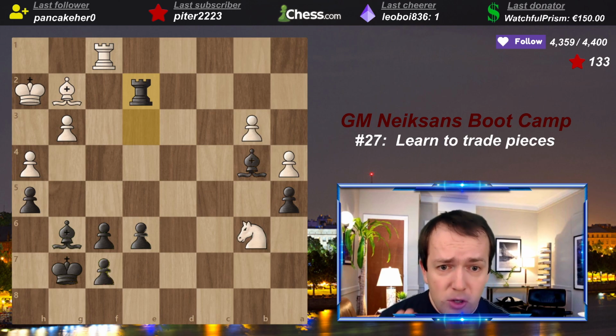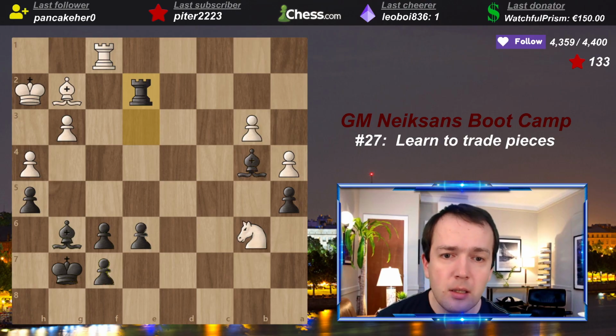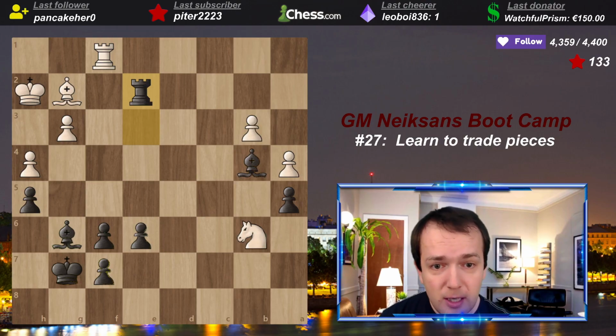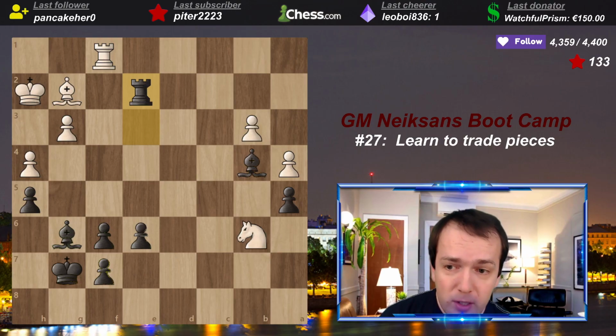Now, the major difference here is that the bishop on g6 is an attacking piece, and the bishop on g2 is a very passive piece. The bishop on g2 is striking for nothing. The bishop on g6 can target the pawns on b3 and a4 as well.